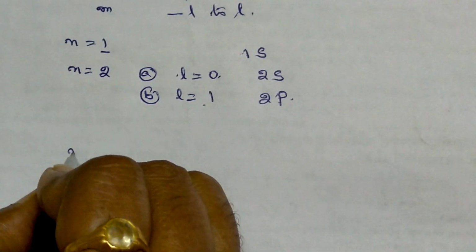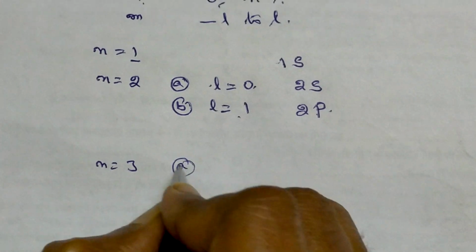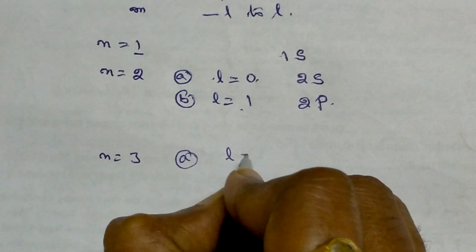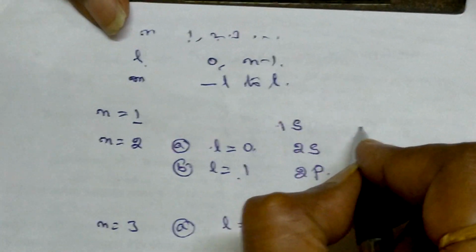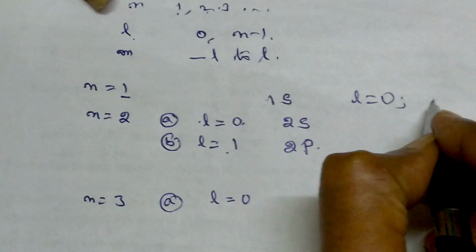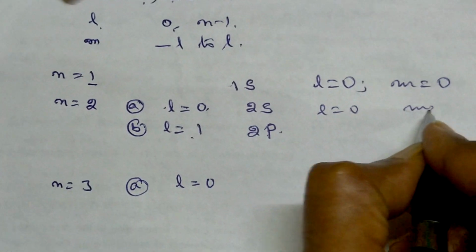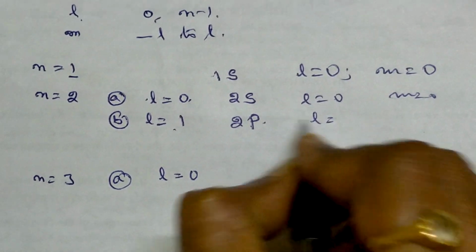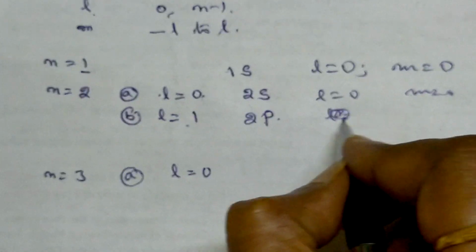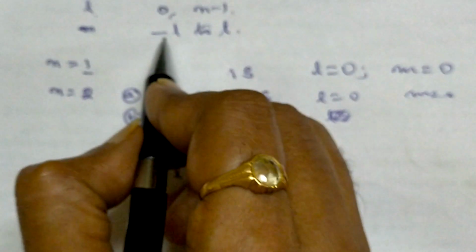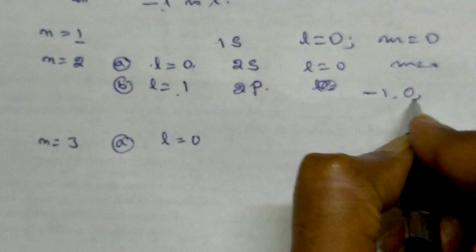Right. Now take n equal to 3. In this there are three cases. Case A: n equal to 3, l equal to 0. As in the 1s case, l equal to 0 and m equal to 0. Here, l equal to 0, m equal to 0. Here, l equal to 1, we have already seen. What is m? Minus l to plus l, that means minus 1, 0, 1.